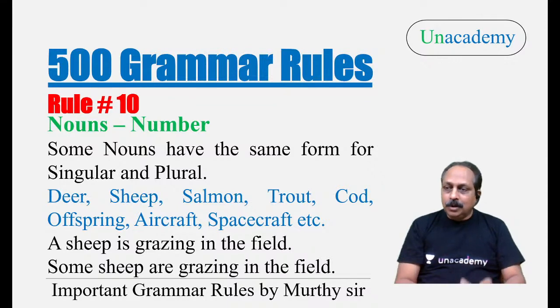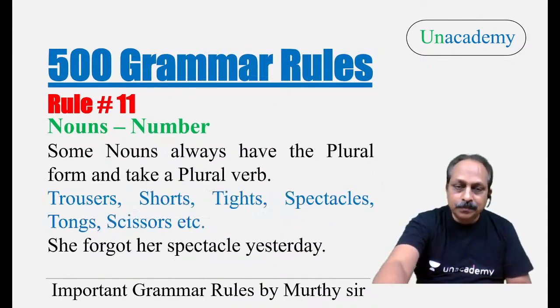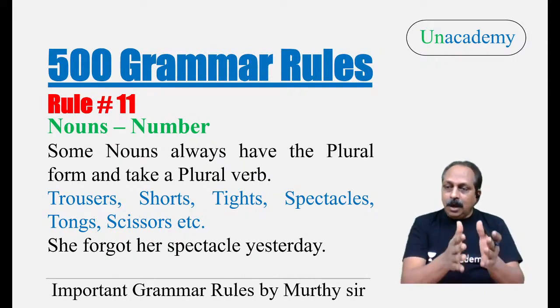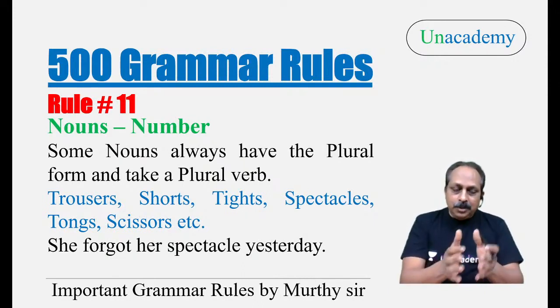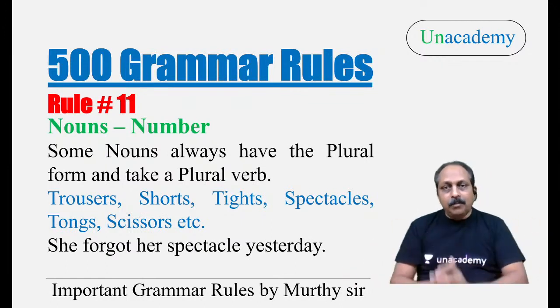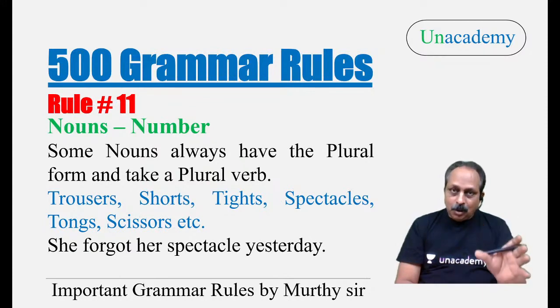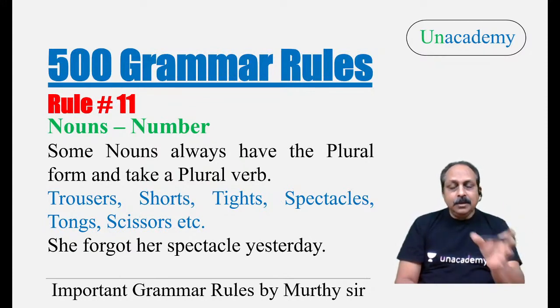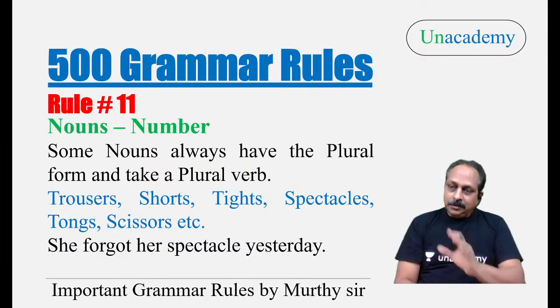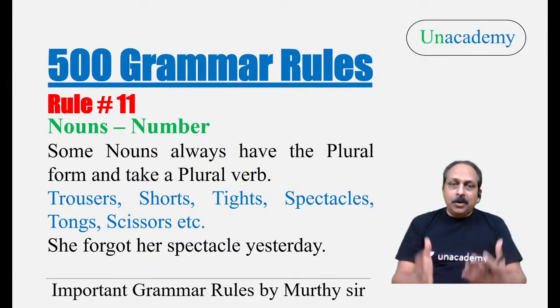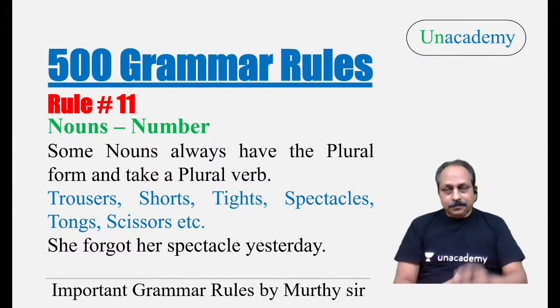I hope you got the rule. Please respond, say yes or no. Then I'll go to the next one. So, what is this rule? Number related. Usually, nouns, singular form is different, plural form is different. But some nouns have the same form for singular and plural. What are the examples? Sheep, deer, salmon, trout, cod, offspring, aircraft, spacecraft. Thanks for your response. If you keep responding, I'll be happy. I know you guys are with me. Then I can give the best.